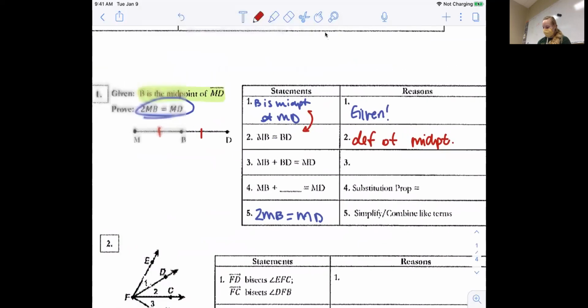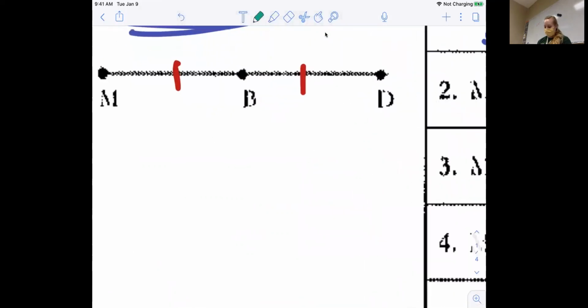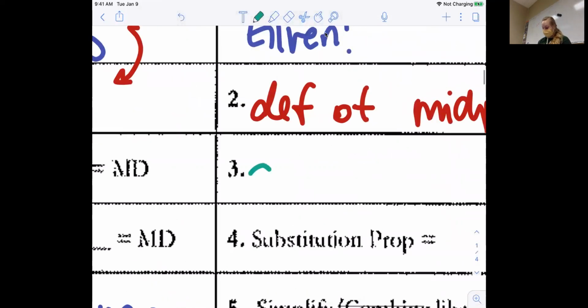All right, the next one says MB plus BD equals MD. Oh, I love that. MB plus BD equals MD. If you're not sure, look at the picture, draw it out. I am adding segments together, which means it's segment addition postulate.